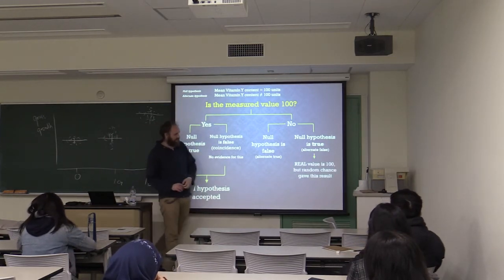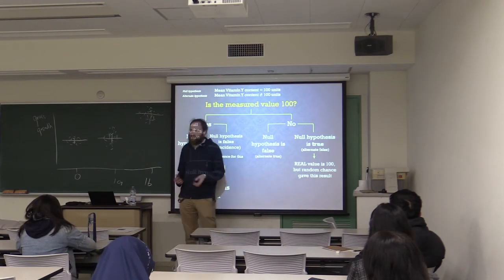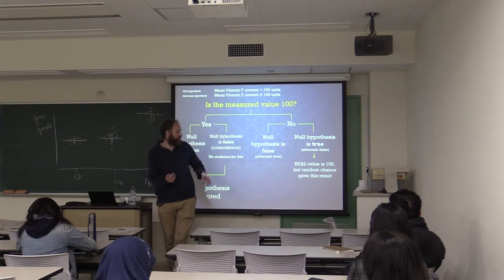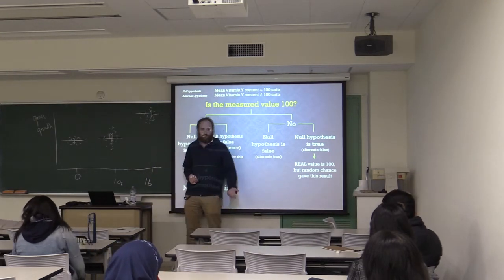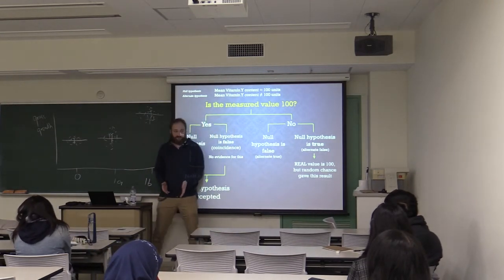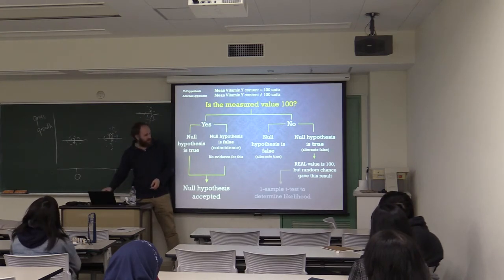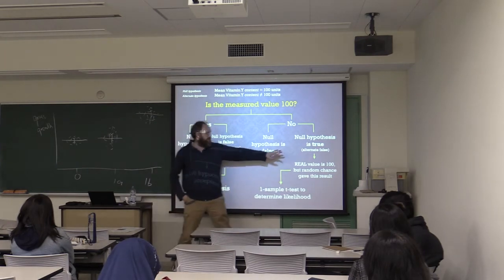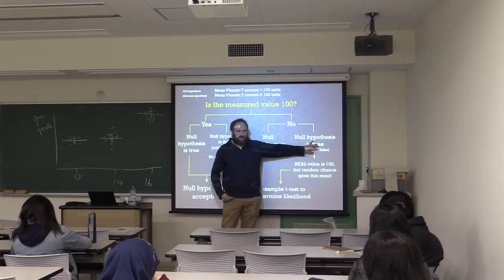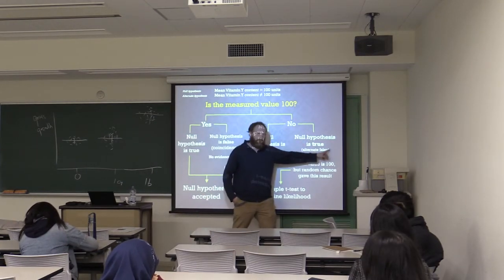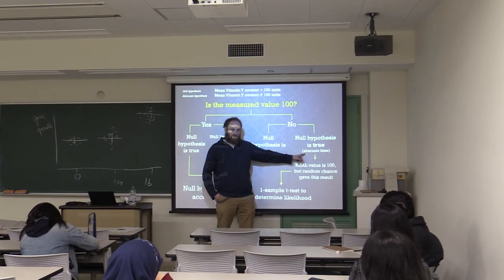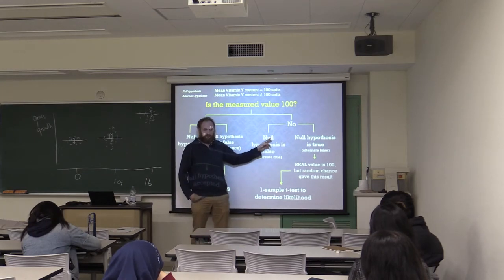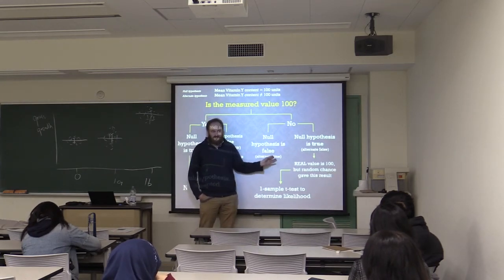So it could be that the real value actually is 100, but for whatever reason, by random chance, we got a result that was not 100. And we can use the one sample t-test to determine how likely this is. If we can say this is probably not true, then that would mean that the other is probably true, right?